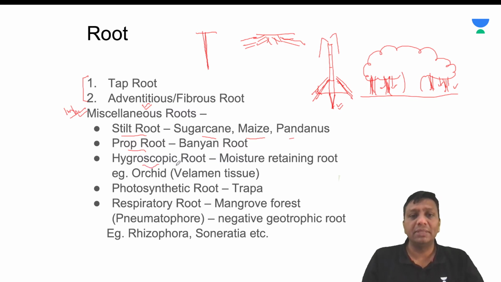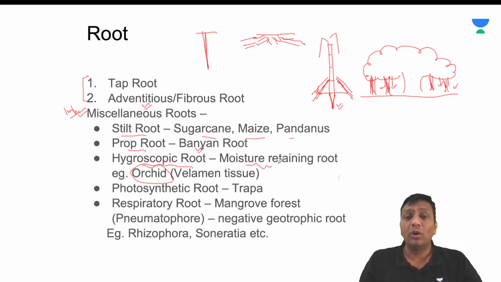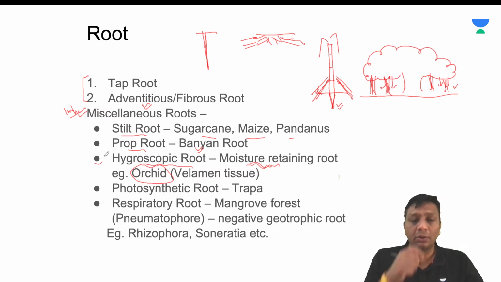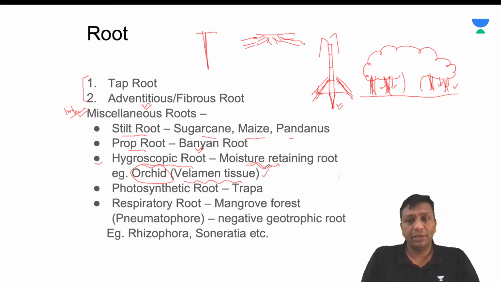Hygroscopic root is a very miscellaneous root. In the orchid, in the aerial areas of the plant, you will see the presence of hygroscopic roots. Hygroscopic roots absorb moisture. They are moisture retention roots. And why are these roots doing it? The reason is the presence of a very specific tissue. This is called velamen tissue. One more plant I'll tell you, guys, where you will see the roots have photosynthesis. It's a very miscellaneous case, and the answer is Singhada, Trapa bispinosa.